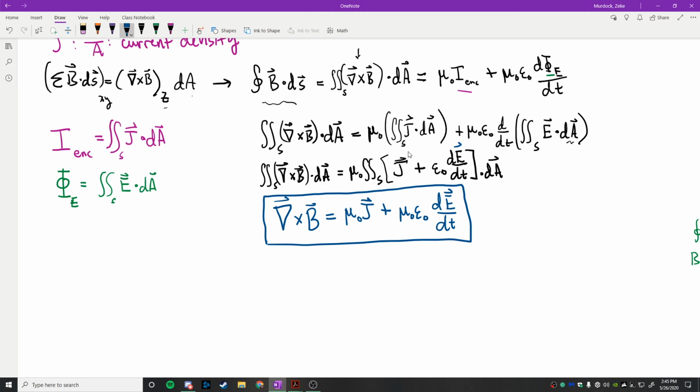Okay. It's called the Ampere-Maxwell law, right? Yeah, Ampere.